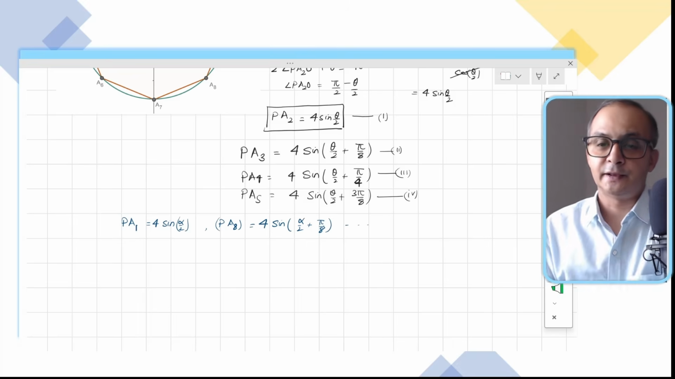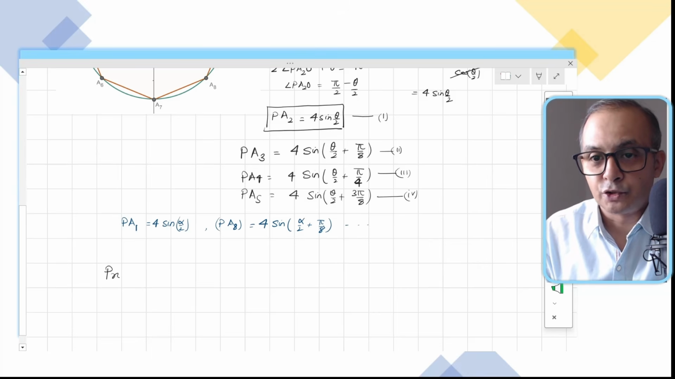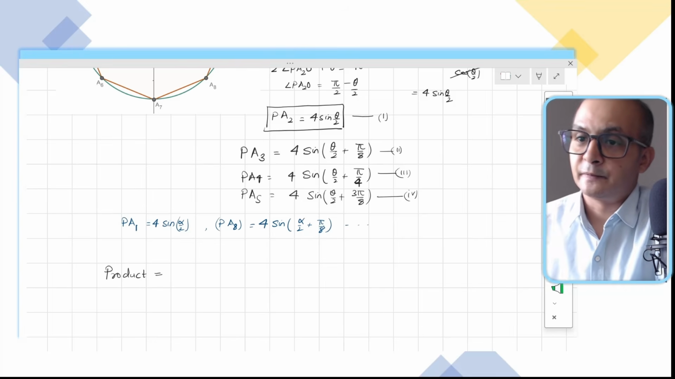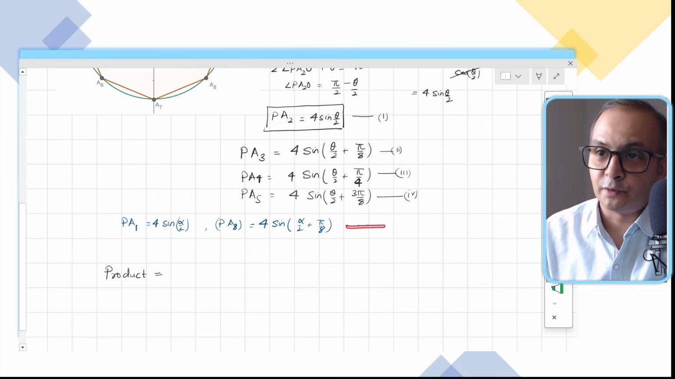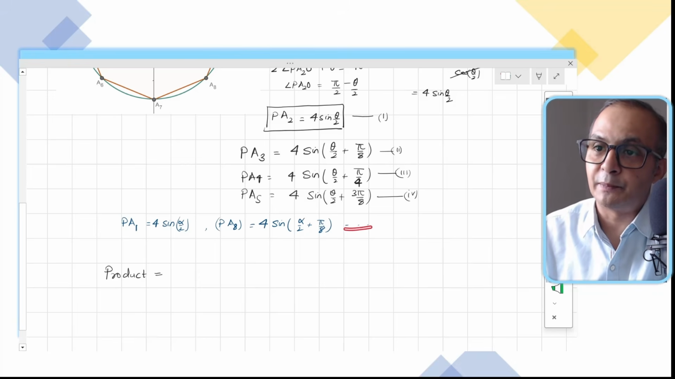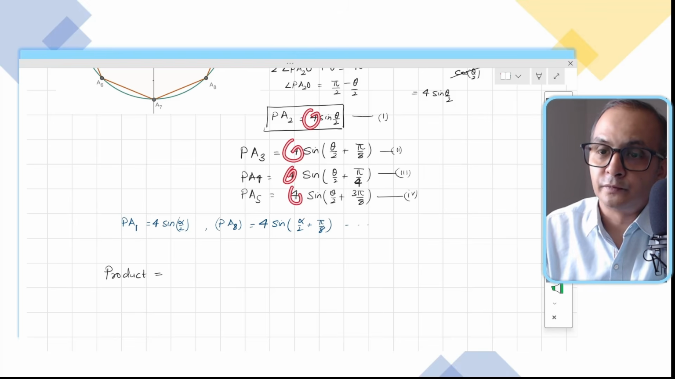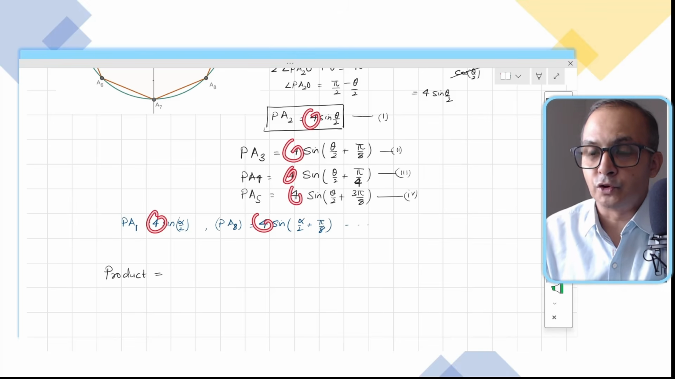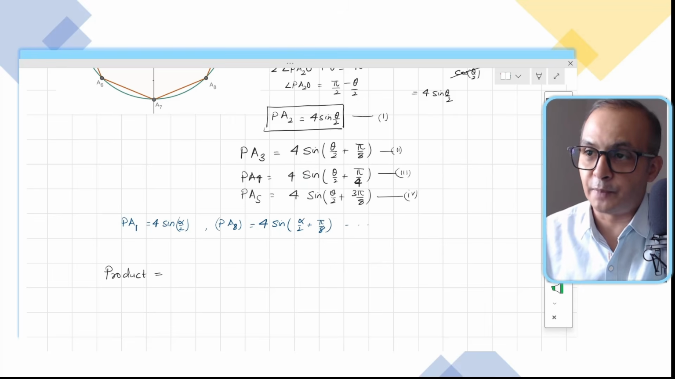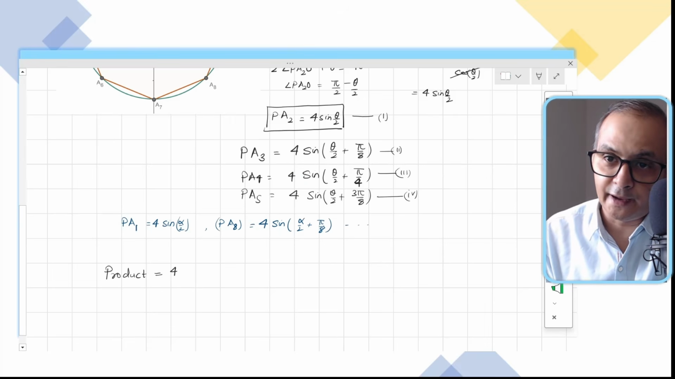So how do we multiply? Let's call the product here. The product we are going to evaluate, you notice there are some other quantities left over, but the other quantities will be a replica of these two values. In place of theta, I have to place the value alpha only. So I'm going to do this. In each of these quantities I have a 4, 4, 4, 4, and again 4, 4, 4, 4. So there are 8 different quantities, so we get 4 to the power 8.